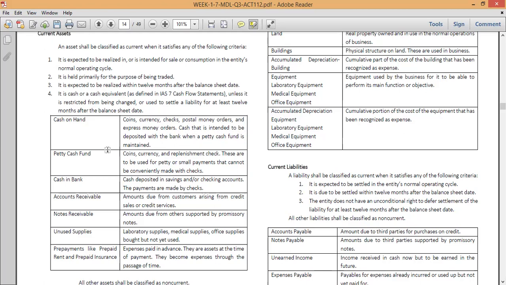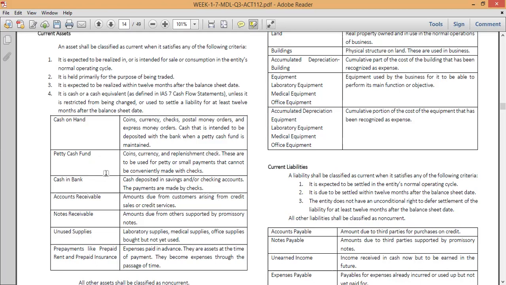Next is the petty cash fund. So, yung petty cash fund kasi ito yung just in case of emergency, 'di ba? Pag sa mga business mo, for example, yung sa custodian mo, yung mga drivers, 'di ba? May mga unexpected bayarin sila. So, kinukuha yan sa petty cash fund. Okay? So, to be used for petty or small payments that cannot be conveniently made with checks. Okay? So, pang-suporta lang, just in case na meron biglang bayarin.